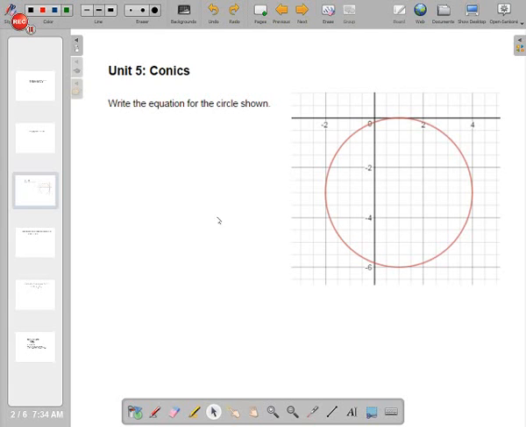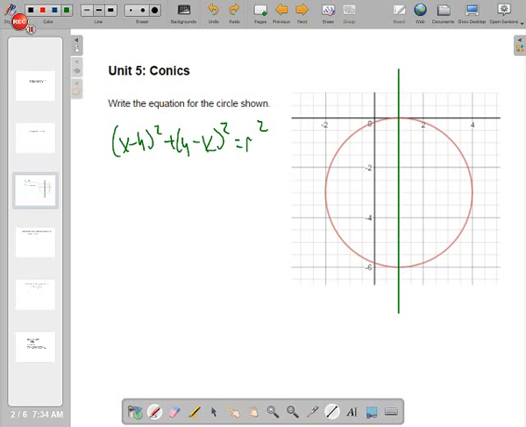Alrighty, last section of pre-calc, we're going to do some conics here. The first thing you need to do to write the equation of a circle, which is this, (x minus h) squared plus (y minus k) squared equals r squared. We need to identify h, k, and r.